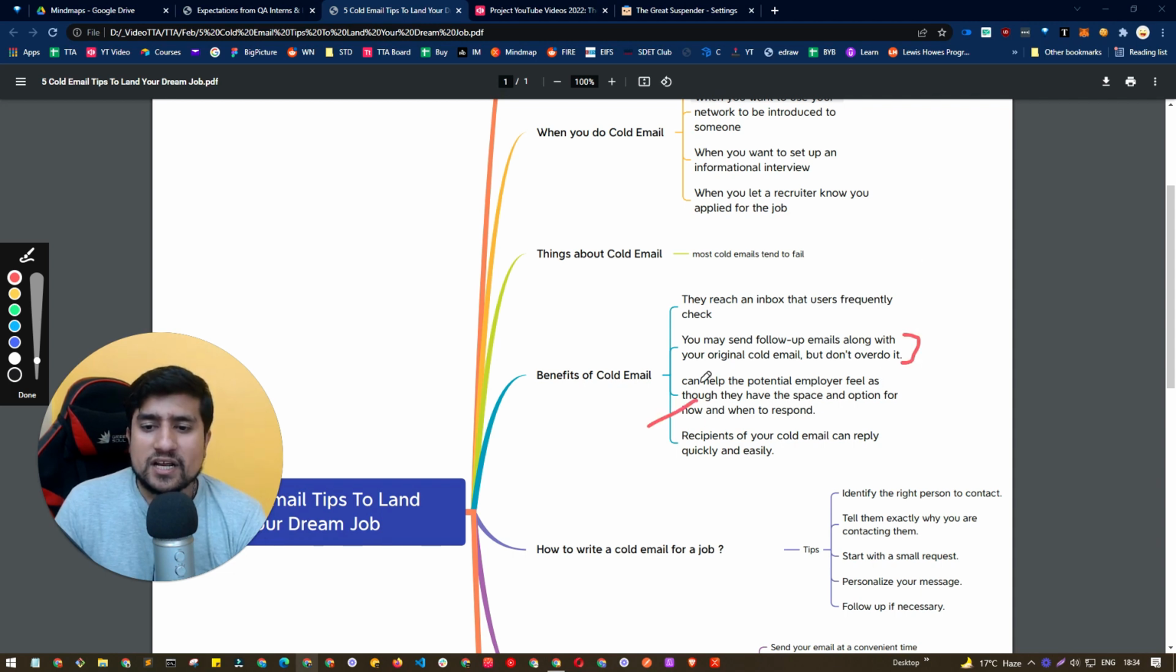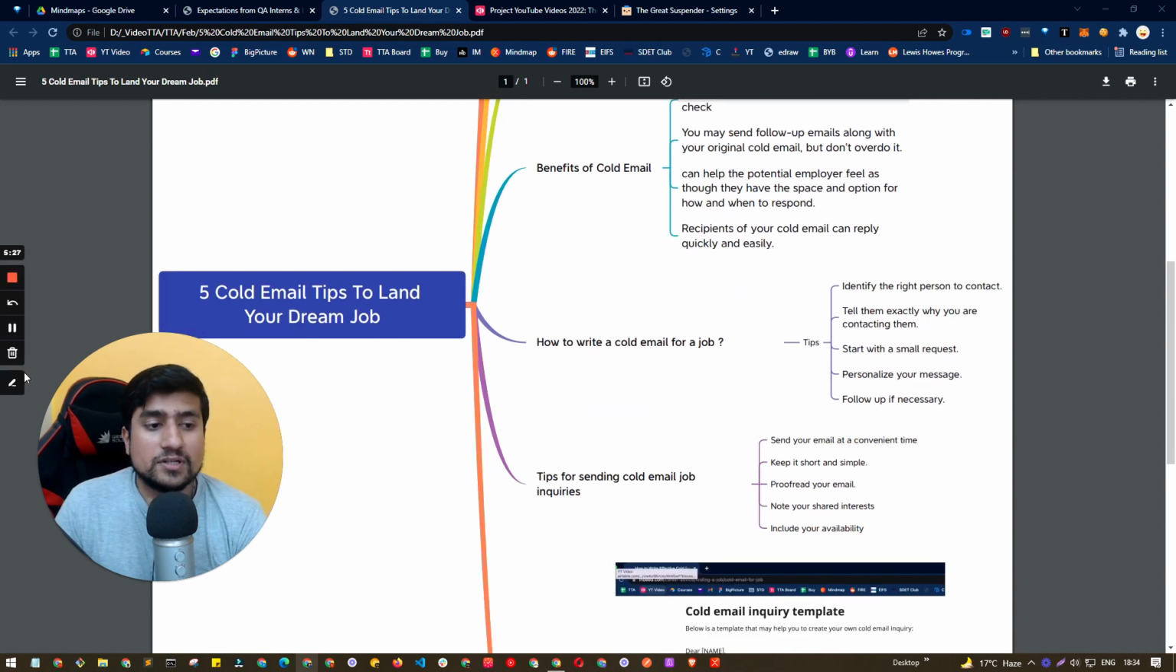It can help the potential employer feel as though they have an option. I mean, this is really important, right? If you are sending them follow-up emails, they will definitely reply back. The recipient can reply easily and quickly. This is really, I think, self-explanatory.